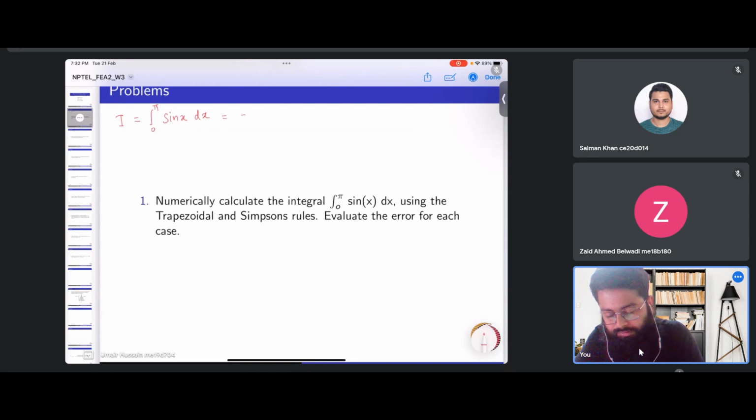The integral of sin x is minus cos x, right? So minus cos x from 0 to pi, that is minus cos pi minus minus cos 0. Cos pi is minus 1, and cos 0 is 1. So we get 2. I think that's correct. Please correct me if I'm wrong.